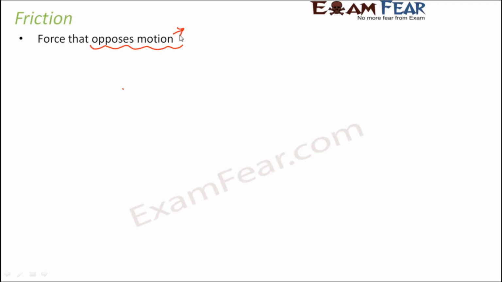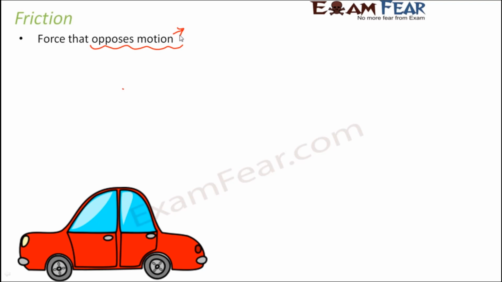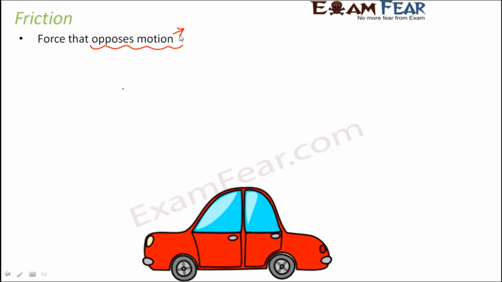So, when an object is moving, we say that the object is in motion. Now, if there is a force which is trying to stop the movement of that object, that force is called friction. Let me give you an example. Let us suppose you have a toy car. When you push the car, what happens? The car starts moving, and after a while it stops.